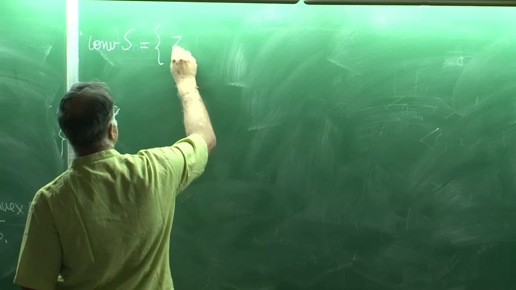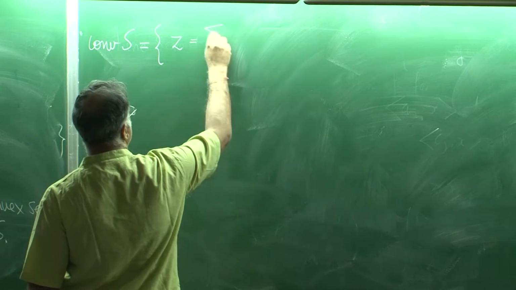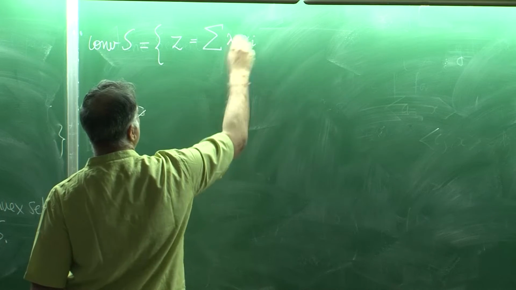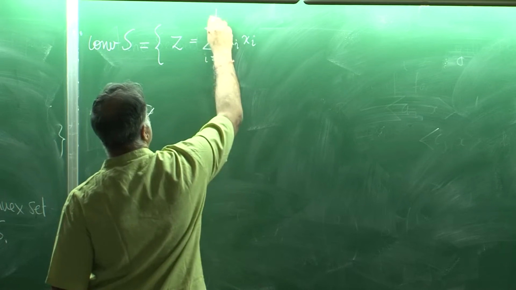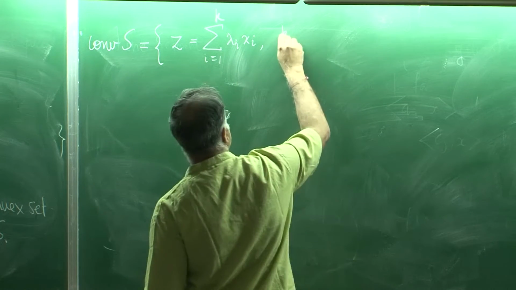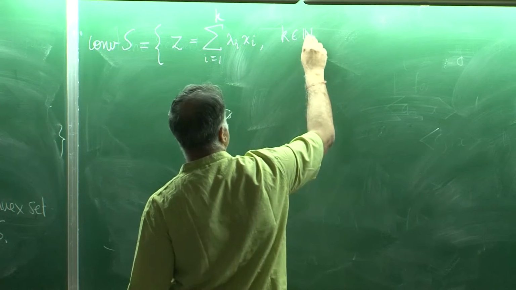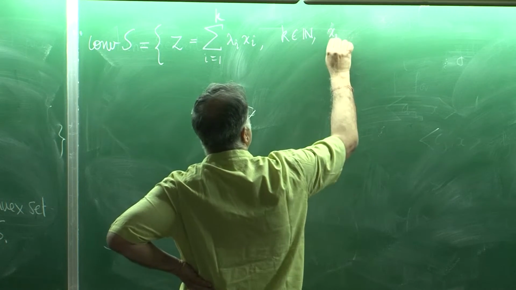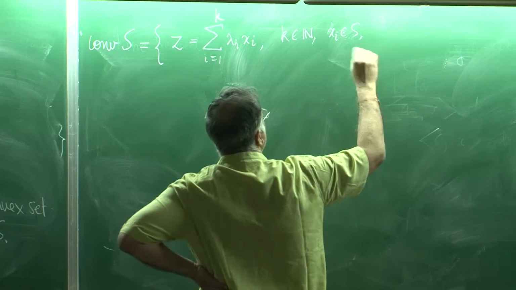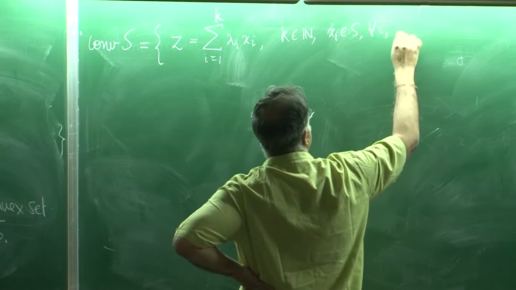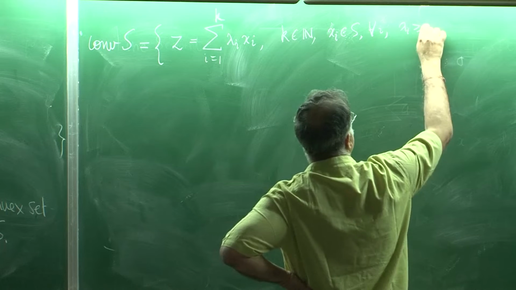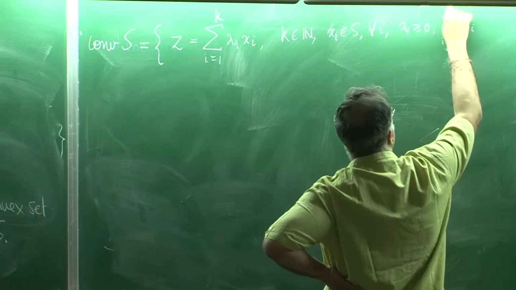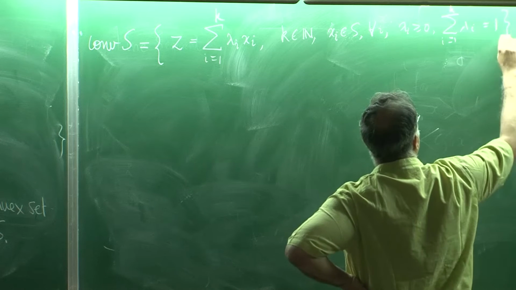So, it consists of all z of the following form: the sum of lambda i xi, i equal to 1 to k, say, where k is a natural number, and xi is an element of S for all i, the lambda i's are greater than or equal to 0, and the summation of lambda i from i equal to 1 to k is equal to 1.